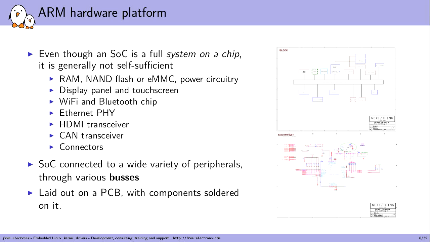So your SoC is going to be connected to a variety of peripherals, to a number of buses on a PCB, so on a board, to make the system work. So we've got schematics. These are the schematics for the $9 computer called CHIP from Next Thing Co., that was on Kickstarter a year ago, and is still shipping. It's a little board based on an ARM SoC that has a number of peripherals around it, mainly RAM, flash, Wi-Fi, Bluetooth, power circuitry, and other connectors.